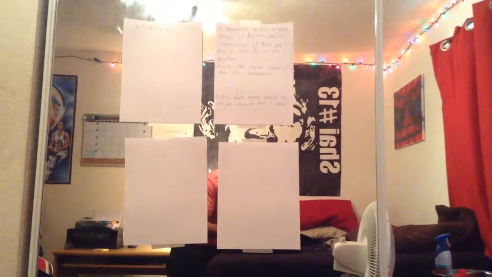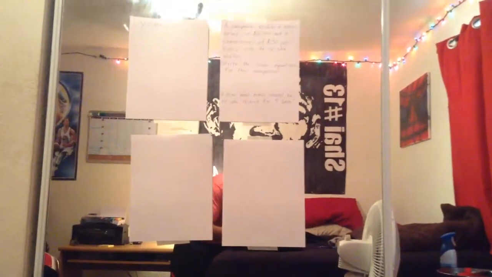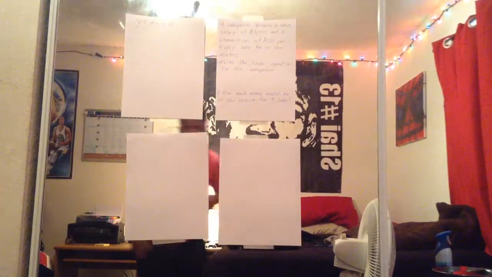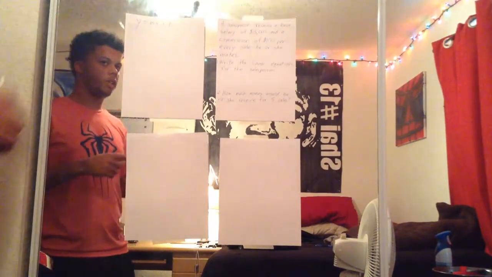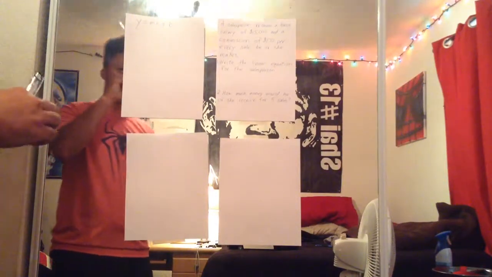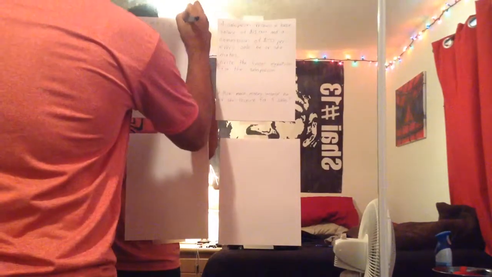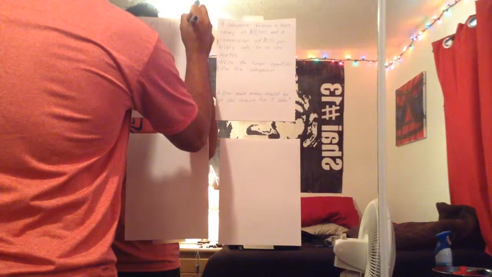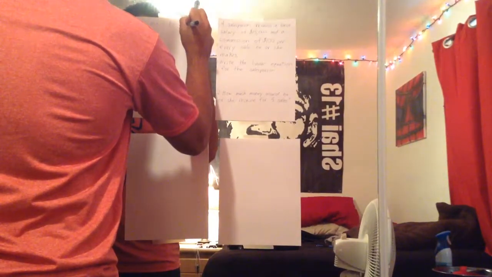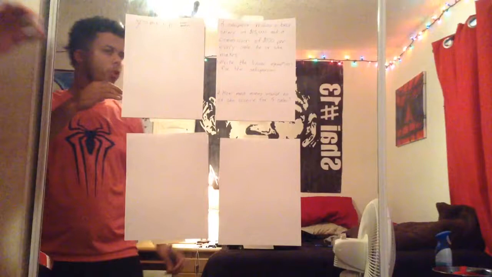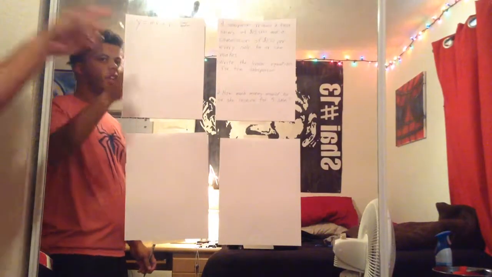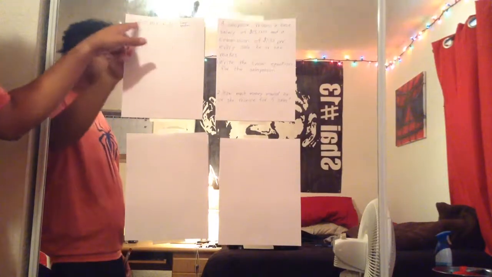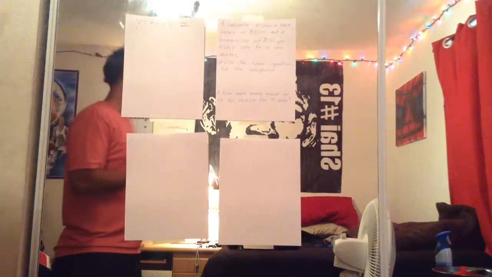So if we look over here, we're starting at our top left where it says y equals mx plus b. This is our generic form for a linear equation. But before we start using this equation, we got to figure out what each letter means. Each letter in this equation is a variable.